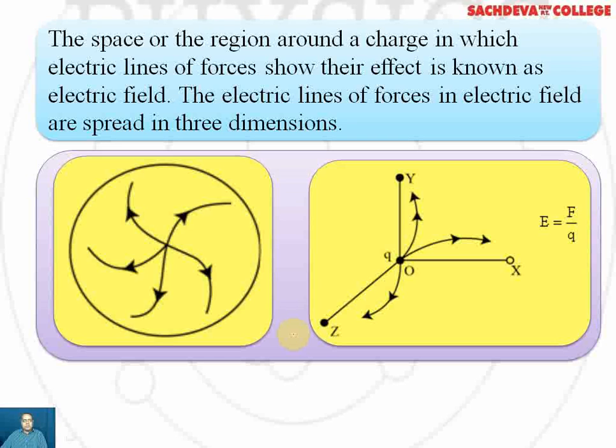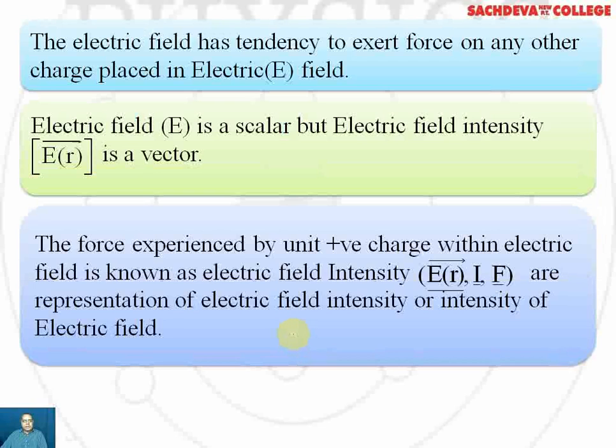F stands for force and Q stands for charge. Moreover, the unit for force can be taken as Newton and the unit for charge can be taken as Coulomb. So, electric field can be Newtons per Coulomb. The electric field has a tendency to exert force on any other charge placed in the electric field. Electric field is a scalar quantity, but electric field intensity is a vector quantity. Vector has both magnitude as well as direction.